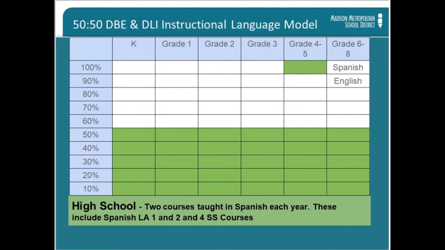And then we have also been working with a 50-50 model for dual language immersion. Due to the shortage of bilingual teachers in our district, we have had to adjust our 90-10 model in most of our schools, and now students are able to still learn in two languages, still develop biliteracy skills, but in a 50-50 model.